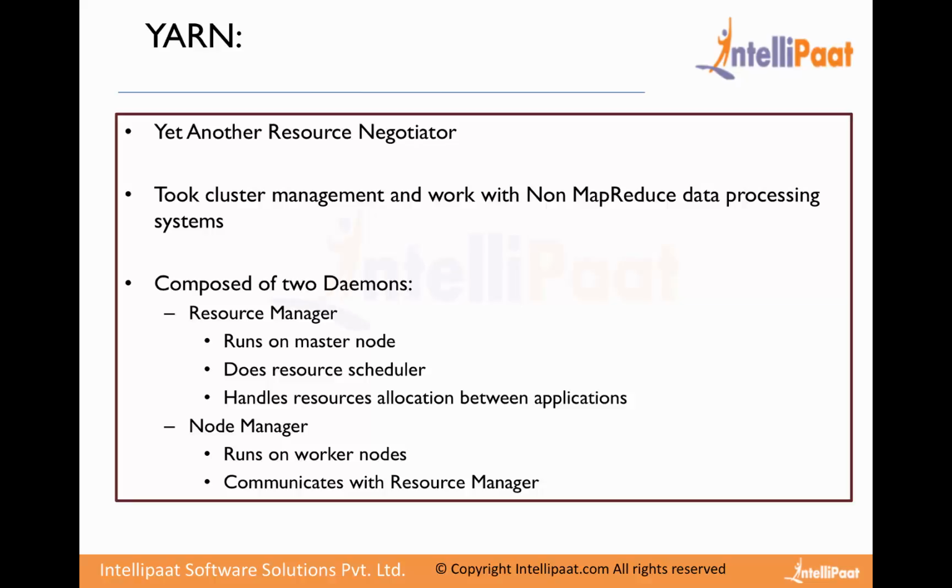YARN itself is composed of two daemons: one is a resource manager and one is a node manager. The resource manager runs on the master, and the node manager runs on all the worker nodes. Here we call these simply worker nodes or slave machines. We'll be using slave or worker machines interchangeably, which means those machines that will do the actual physical job. And there is a master machine which manages your metadata information and a whole lot of other details.